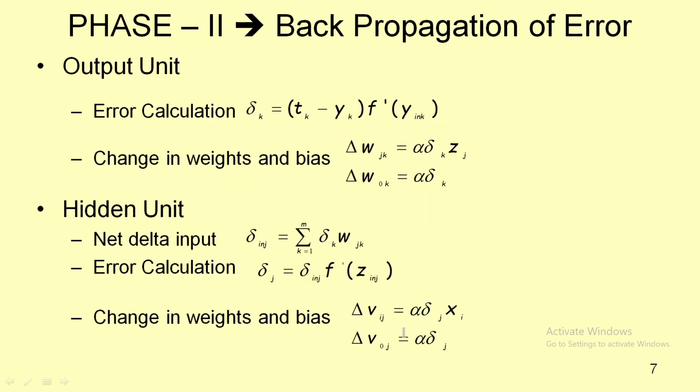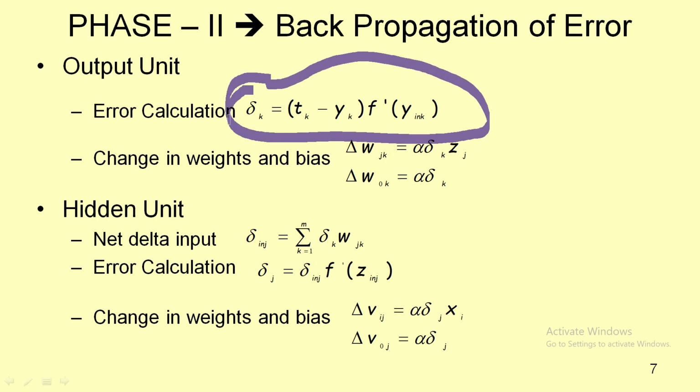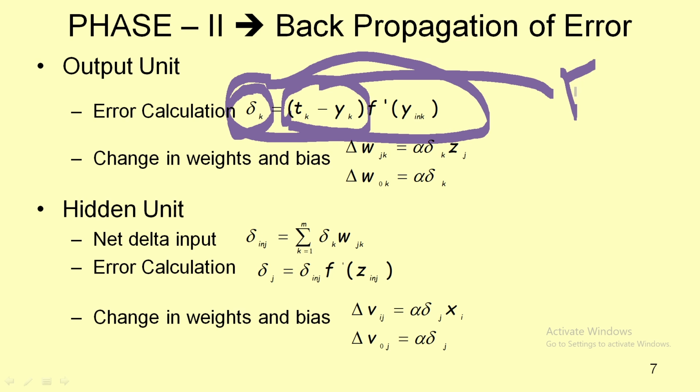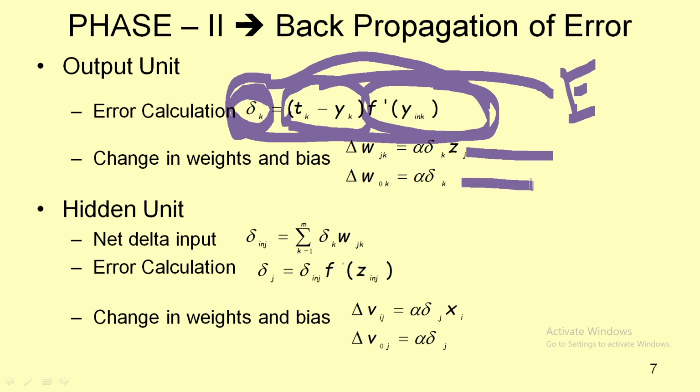Next, phase 2, that is the back propagation of error. So what do you have to calculate? You have to calculate the error. This you remember, right? In the previous presentation, delta k is nothing but the error tk minus yk, over which the derivative of y_ink has been calculated, f dash of y_ink. According to this delta k value, the delta w value and the delta w0k value have been calculated. That is, the change in bias value has been calculated.